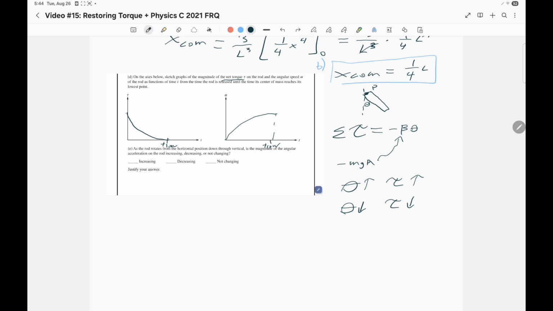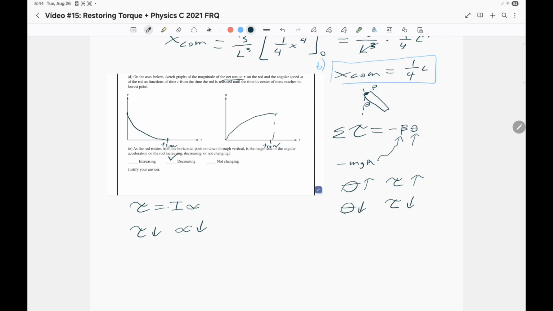Our torque is going to be decreasing. The magnitude of the torque is going to be decreasing the entire time. So naturally, because torque equals I alpha, as torque decreases, angular acceleration will decrease as well, if we're just looking at magnitudes. So the answer here is decreasing. It's not changing, because that would imply a constant torque, which is not true here. Our torque is changing because our angle theta is changing, and torque is dependent upon that angle theta. And therefore, if our torque is changing, our angular acceleration is changing, right? So that can't be true.